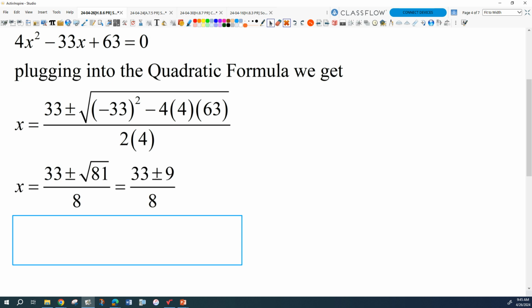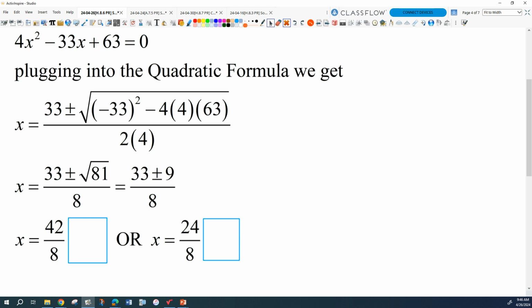If I did all the arithmetic inside the radical, I just get an 81. That's what it works out to be. 33 squared minus 4 squared times 63 is 81. So we end up getting two pretty normal solutions. If we take the plus sign, we get 42 over 8, which would reduce to what? 21 fourths. If we take the minus sign, we're going to get 24 over 8, which is just 3. So those are our two solutions.